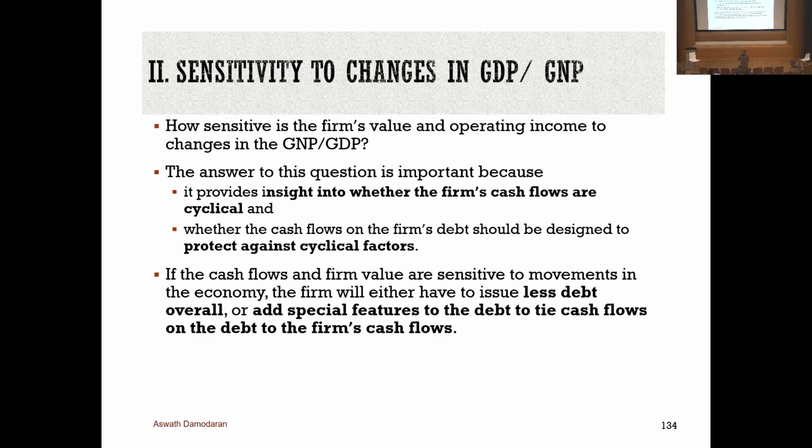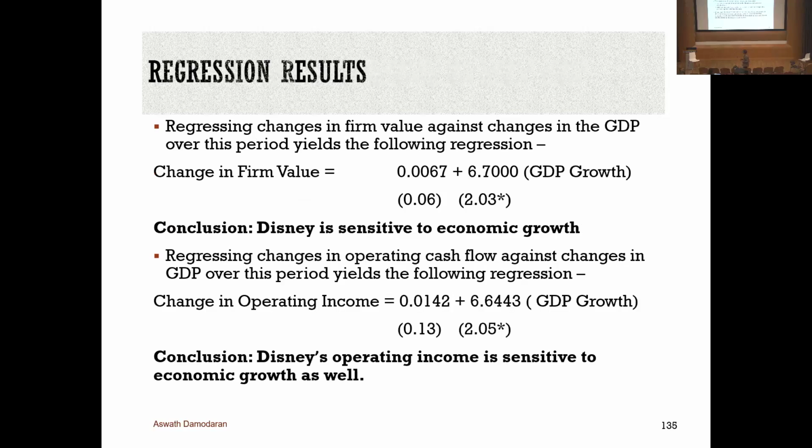Again, before I run the regression, I want to get that lined up. So when I look at the regression, here's what I see for Disney. A plus 6.7 for change in firm value and a plus 6.64 for change in operating income. What does it tell me?